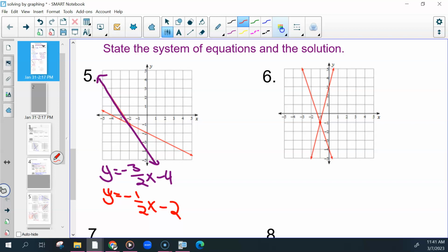What's the solution? Where do the two lines cross? Negative 2, negative 1. Okay, we won't do all of these. We'll do one more and then move on. So you guys choose 6, 7, or 8. Anyone? Matthew? Okay.